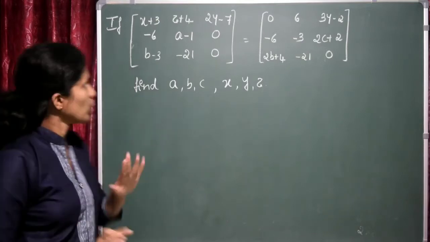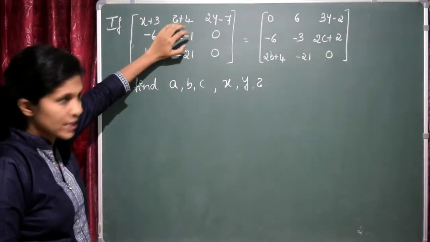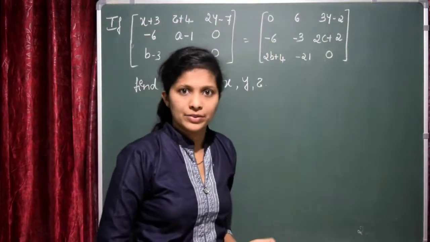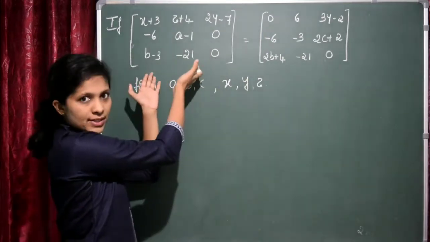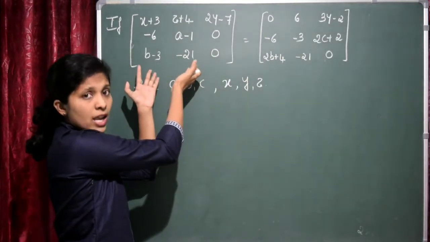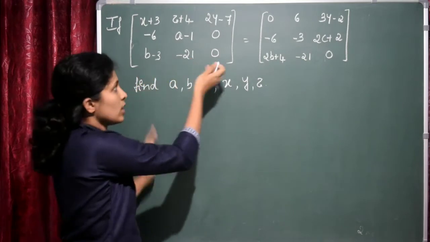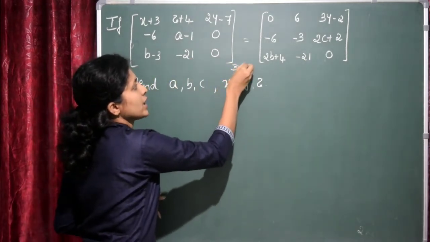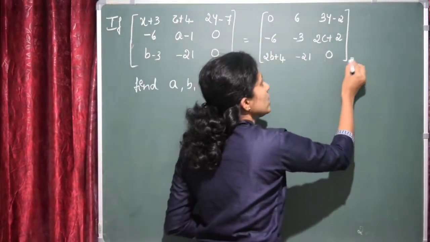Now we will see the next problem. Here it is given one matrix is equal to another matrix, right? What is the order of this matrix? It is a square matrix, right? Number of rows is equal to the number of columns, of order 3 by 3. And this is also a matrix of order 3 by 3.